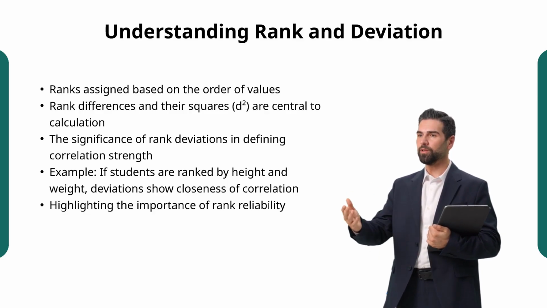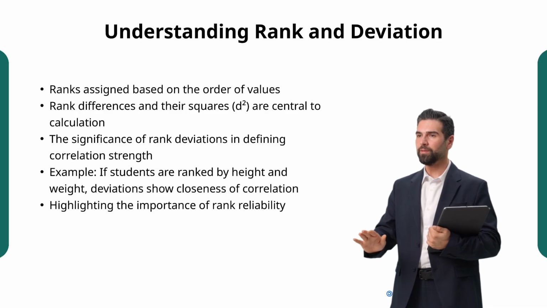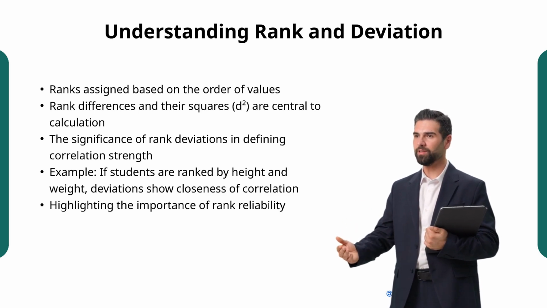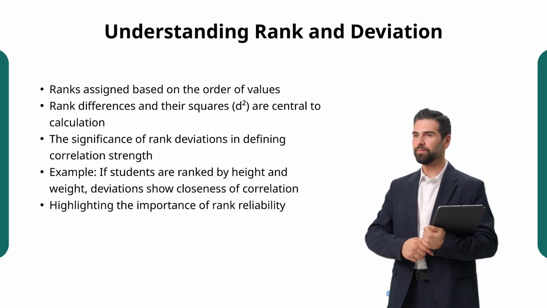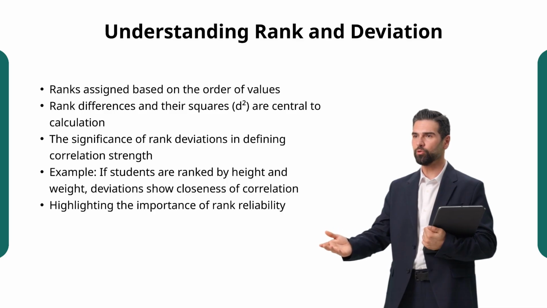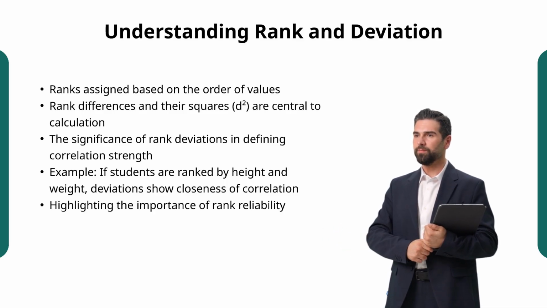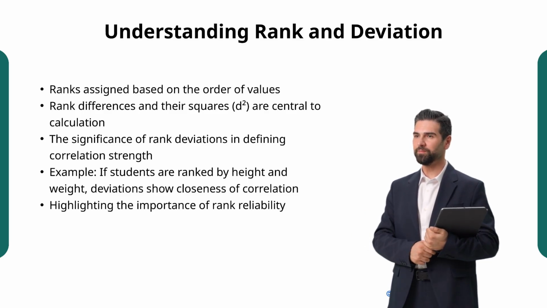This is because when one student's height and weight rank closely, you can infer there is some underlying relationship. To put this into perspective, think of a class where students are ranked both by their height and weight. By examining the ranks, we can recognize patterns. When we see systematic deviations, we can decisively assess how closely these rankings align, a crucial step in determining correlation. So, reliably assigning ranks and understanding deviations is foundational in applying Spearman's rank correlation effectively in any analysis.